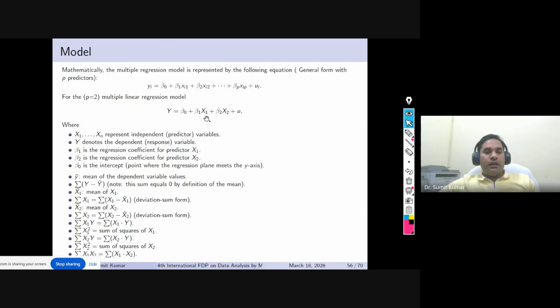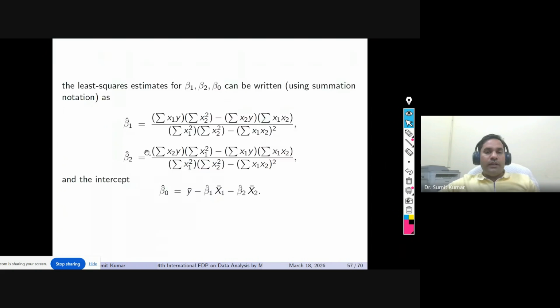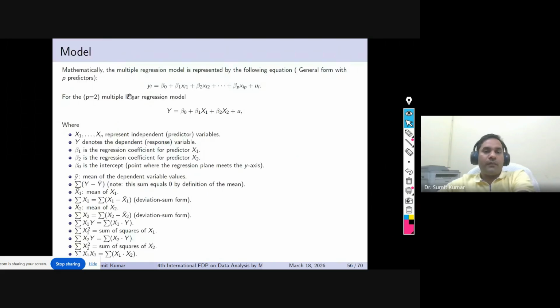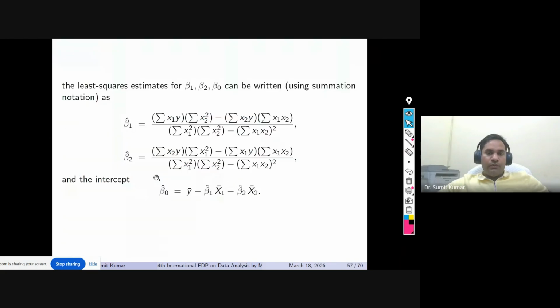To calculate this, we have just the formula as we have taken here. This is the multiple regression model for particularly two variables, x1 and x2. In that case, the model will be beta naught, the intercept, and this is the coefficient with respect to x1. This is the coefficient with respect to x2, and u is some error part that we have taken earlier, that is epsilon.